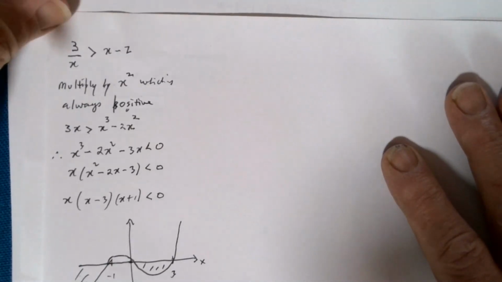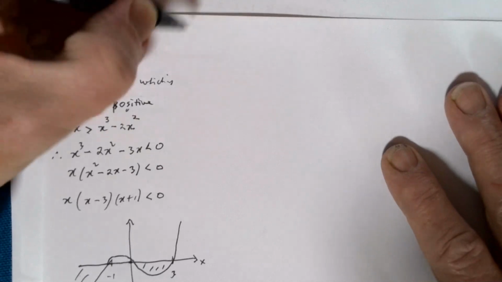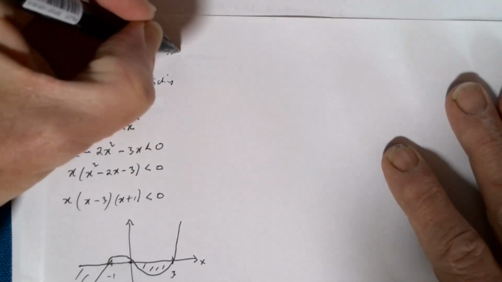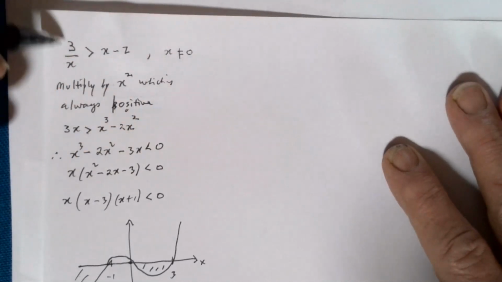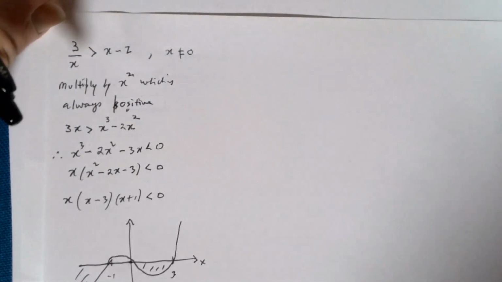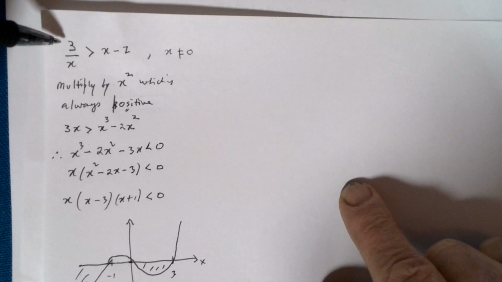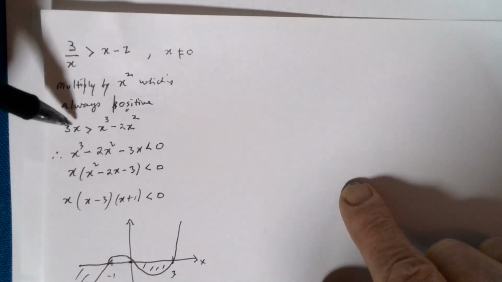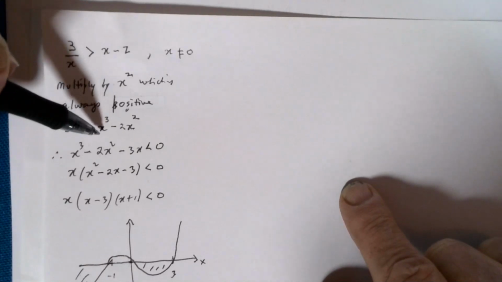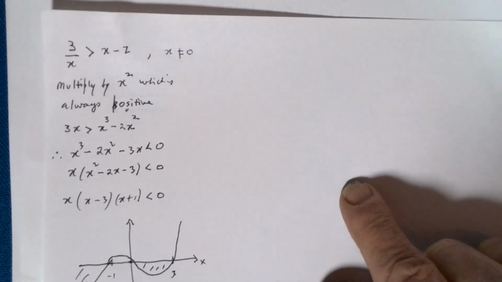Well, at least it's not if x is not 0. So I suppose I should write here x is not 0. If it's 0, doesn't make any sense anyway. So I'm going to multiply both sides by x squared. So I multiply this by x squared, I get 3x. This by x squared, I get x cubed. This by x squared, I get minus 2x squared.